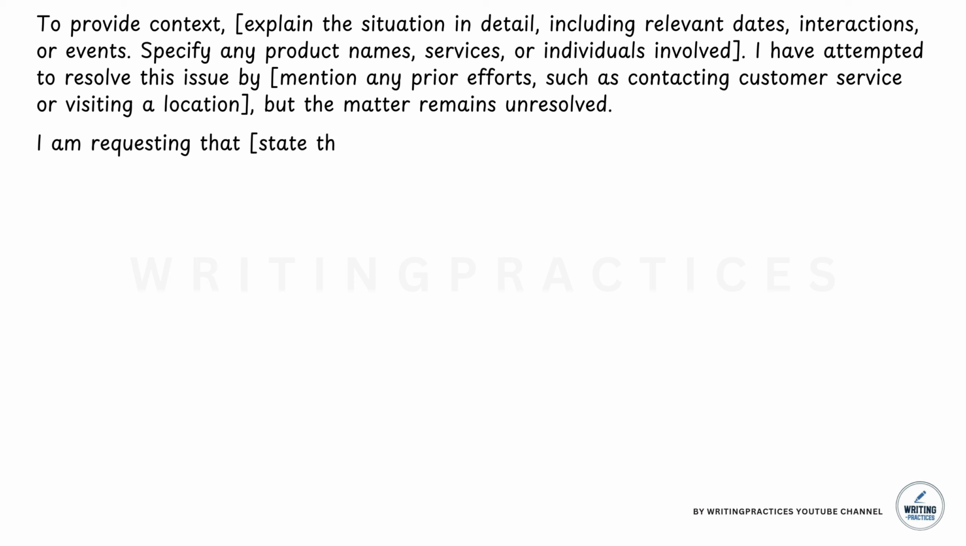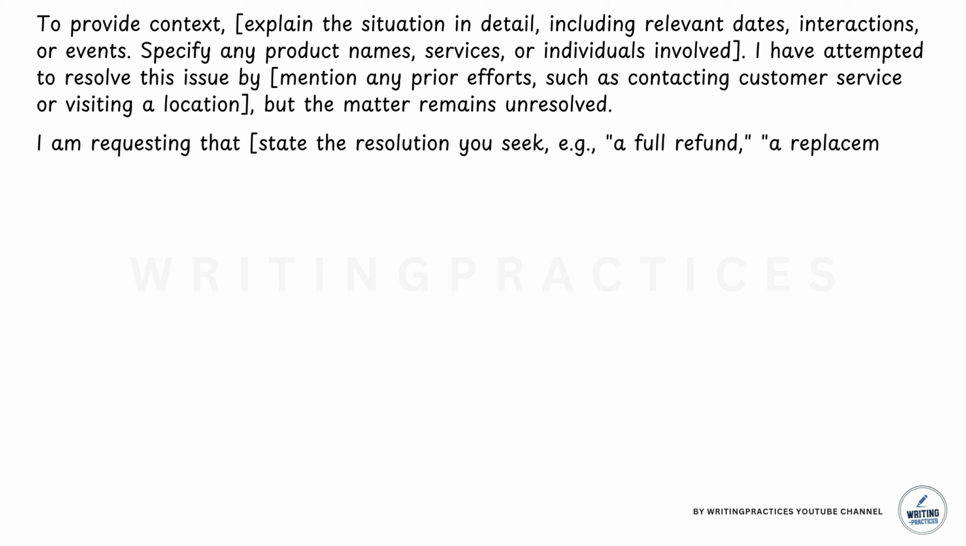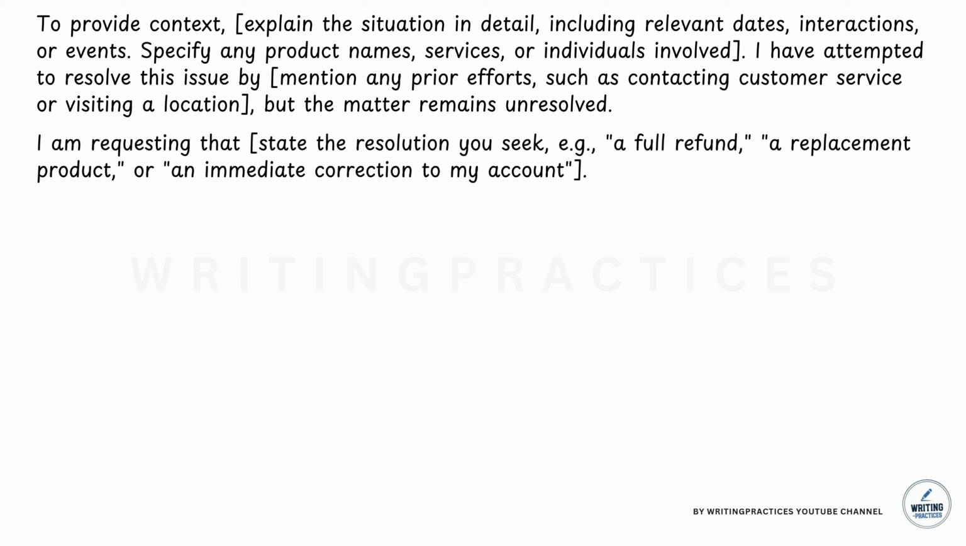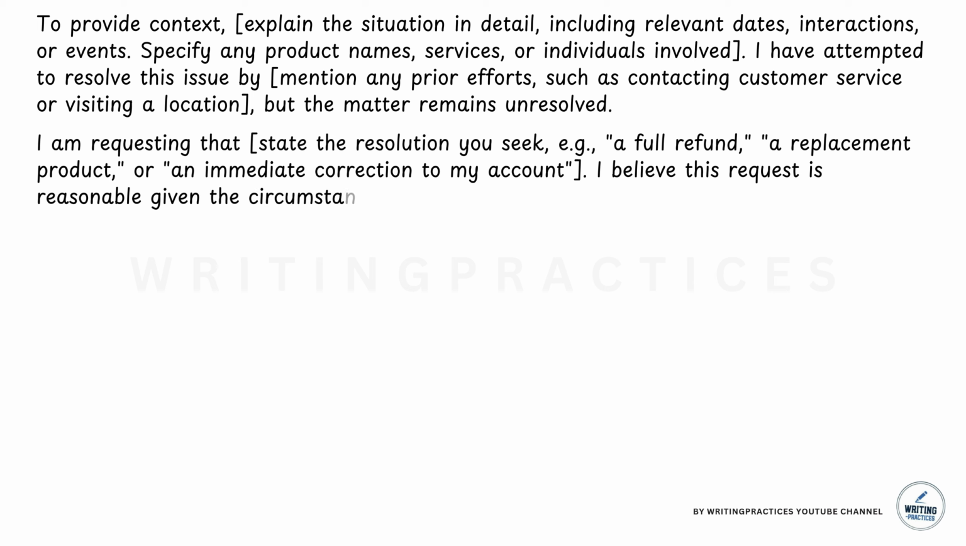Third body paragraph. In the third paragraph, state the resolution you seek and explain why it's reasonable. Be specific and polite. For example, I am requesting a full refund for the defective product, as it is no longer usable. Additionally, I ask for an apology for the inconvenience caused. I trust that this resolution will be handled promptly to restore my confidence in your company. Providing a clear resolution shows that you're not simply complaining, but offering a constructive way to resolve the issue. This makes it easier for the recipient to take actionable steps.